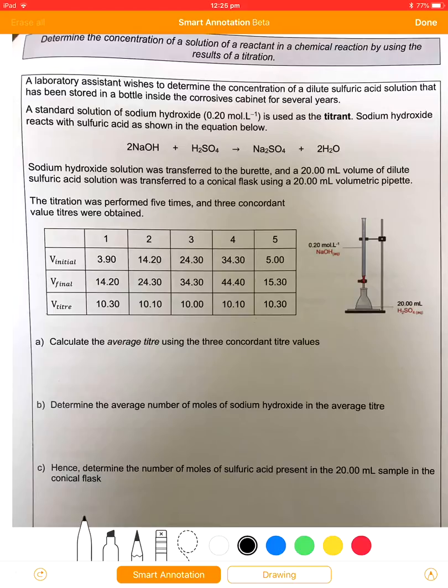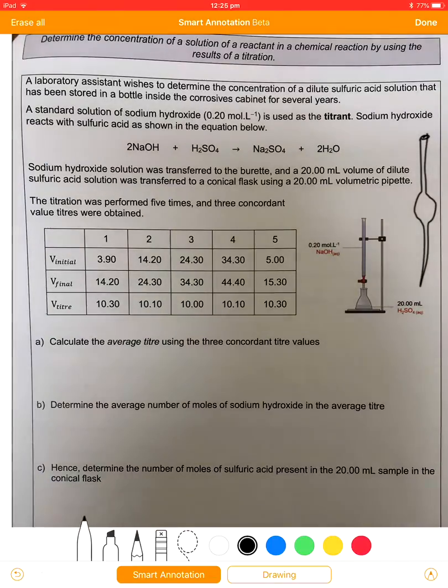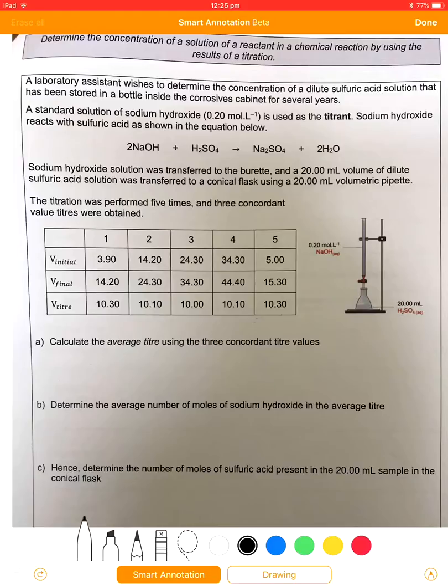All right, so sulfuric acid was transferred to a conical flask using a 20 millilitre volumetric pipette. So again, the volumetric pipette, the one I drew earlier. How do we prepare that? Rinse it with water for the same reason, to remove any contaminants, and then rinse it with the solution being transferred, but in this case it's obviously the sulfuric acid. For the same reason, any residual water in there will dilute the acid. If the residue is sulfuric acid, then we don't change the concentration of the acid.